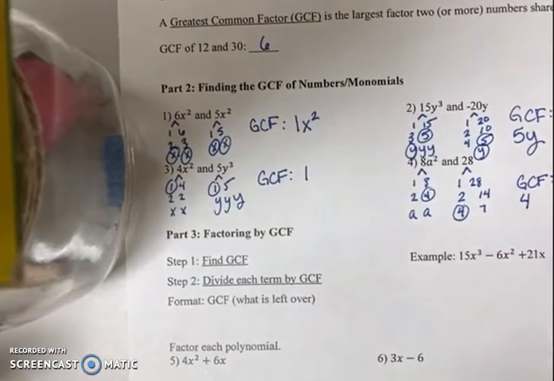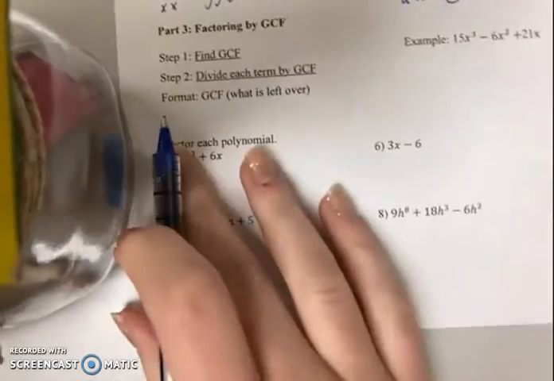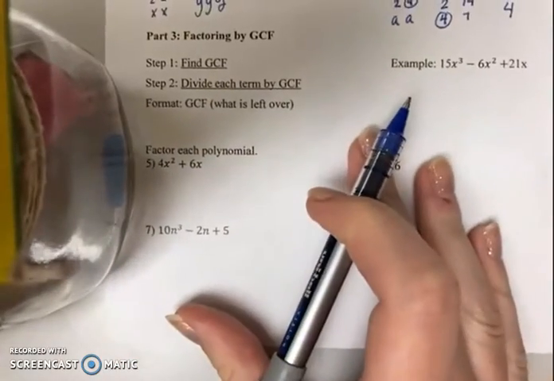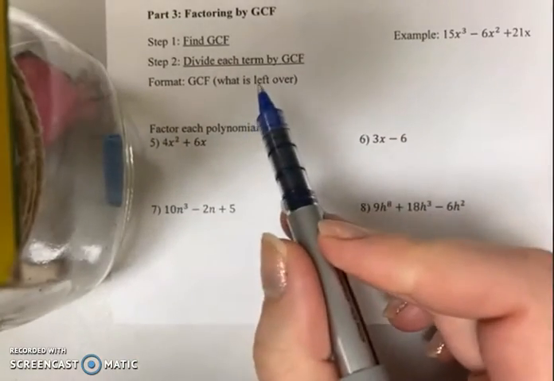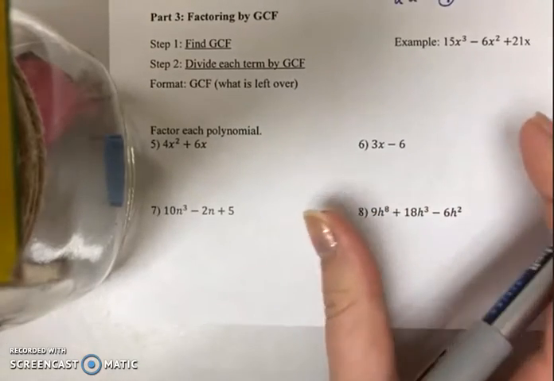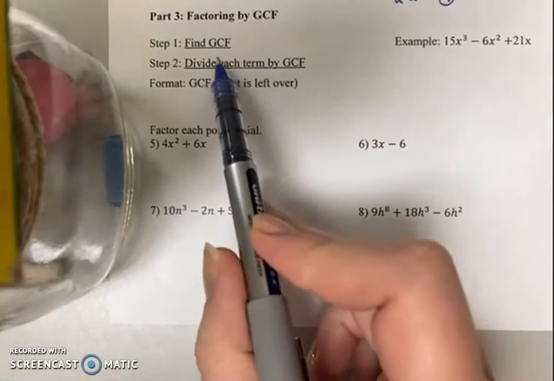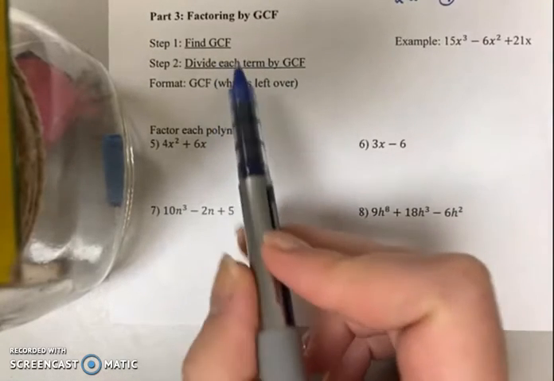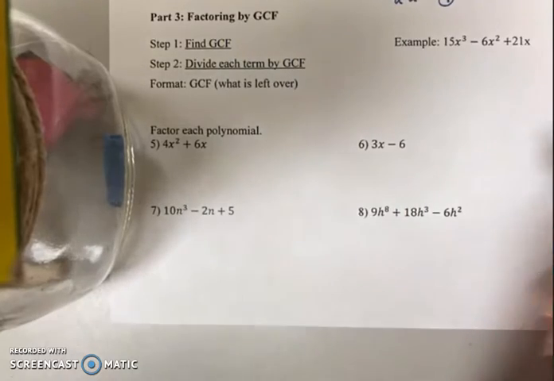Okay. Part 3. So now what we're going to do is factor by pulling out the GCF. All we've done so far is practicing finding the GCF. So I'm going to start off with this example here and display the 2 steps that we're going to do. So the first step is to find the GCF. Again, this is what we've already been doing.